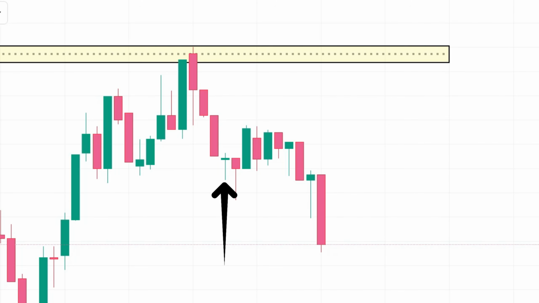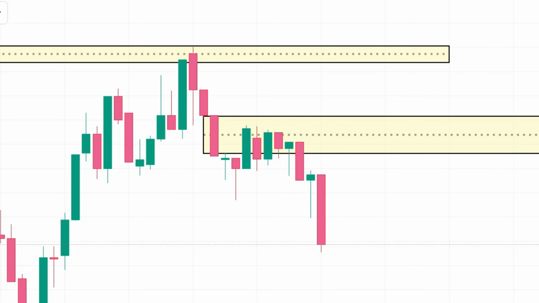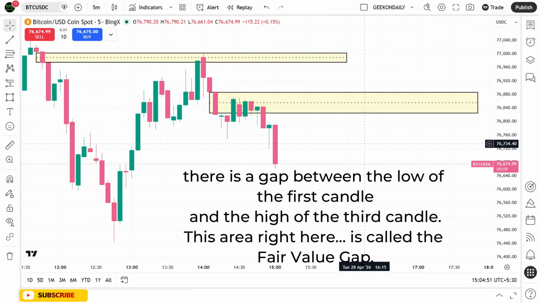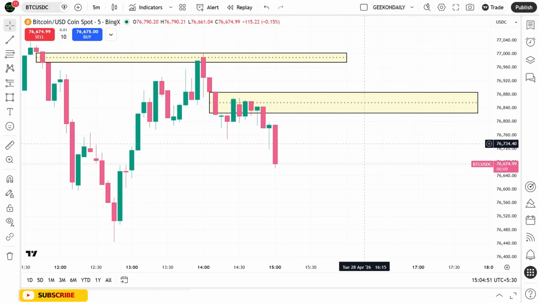Here's the important part. Notice the gap between the low of the first candle and the high of the third candle. This space highlights an imbalance in price, and this area is what traders refer to as a fair value gap. In this example, the gap is clearly visible, giving us a defined zone to watch. Instead of reacting immediately, we wait for price to return to this area. As price moves back toward the zone, we observe its behavior closely.